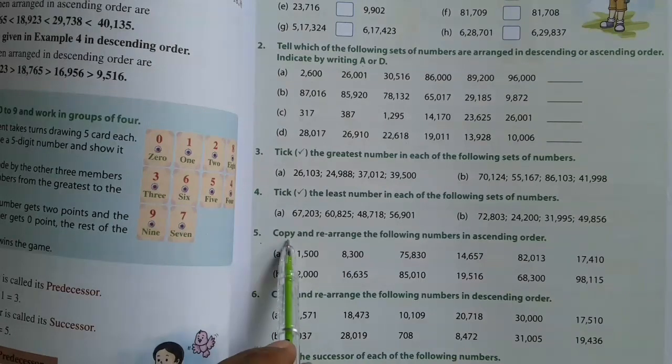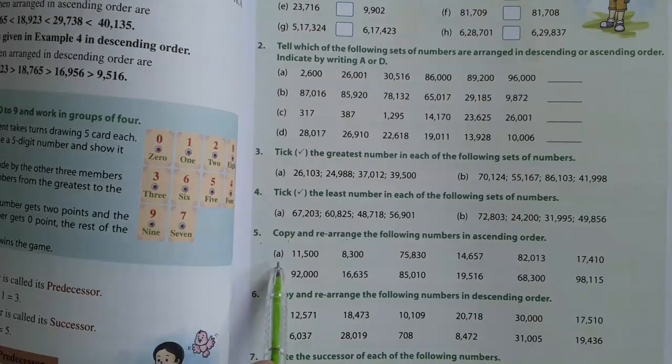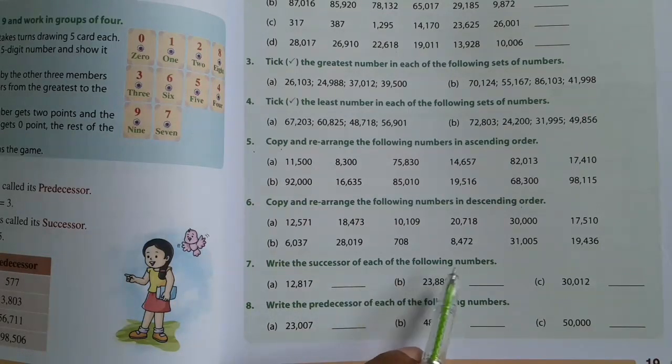Question number 5, copy and rearrange the following numbers in ascending order. So we have two sets of numbers here, A and B, and in each set you have to arrange these numbers in ascending order, meaning smaller to greater. Question number 6, copy and rearrange the following numbers in descending order, that means greater to least. We have two sets of numbers, and we have to arrange these numbers in descending order. Next, question number 7, write the successor of each of the following numbers.